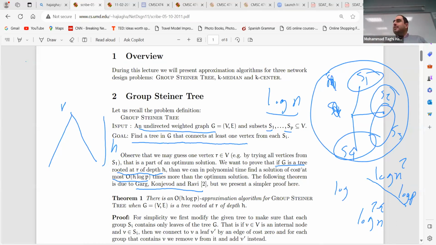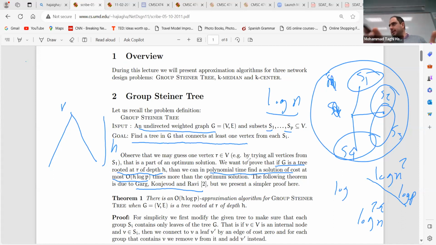So if you are proving this, we are done. So we say that if we want to prove that if G is a tree rooted at R at depth H, then we can find a polynomial time algorithm for this that is H times polylog P. Now, essentially here, the issue is that you need to get these 3 things.